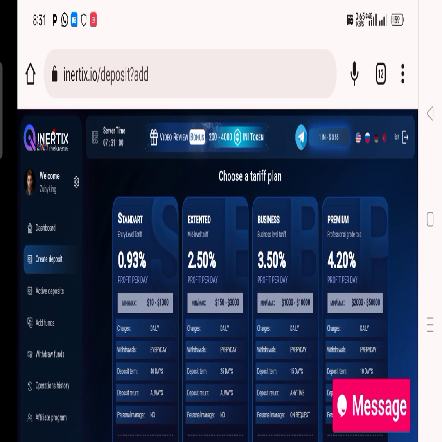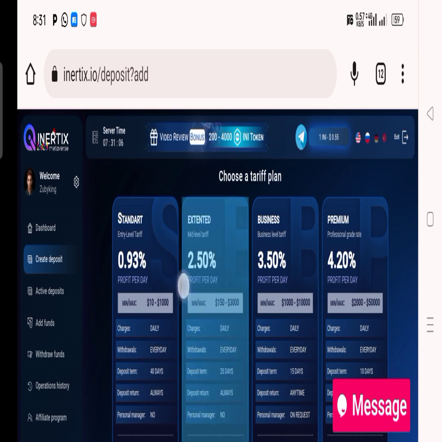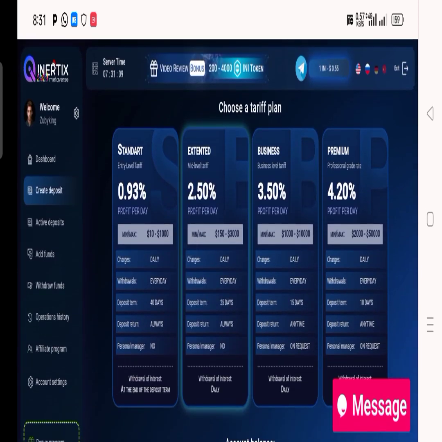So I'll show you guys how their plan works. This is level 1, where you can use $10 to $1,000 to start, which will give you 0.93% daily, almost 1% daily. You can also choose the second one, which will give you 2.5% daily, an extended one, a mid-level, another one. So maybe some of my referrals, because it was actually 2 people.